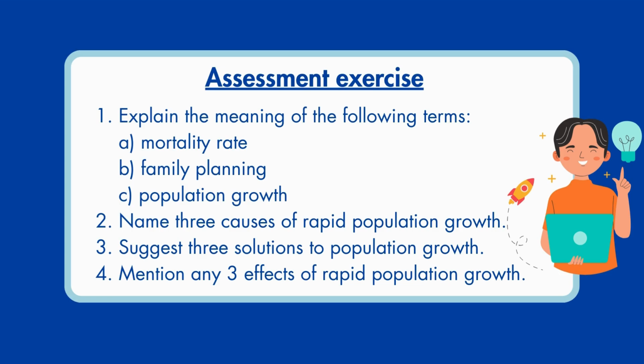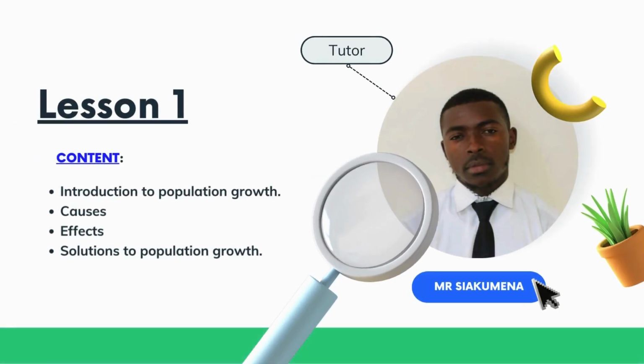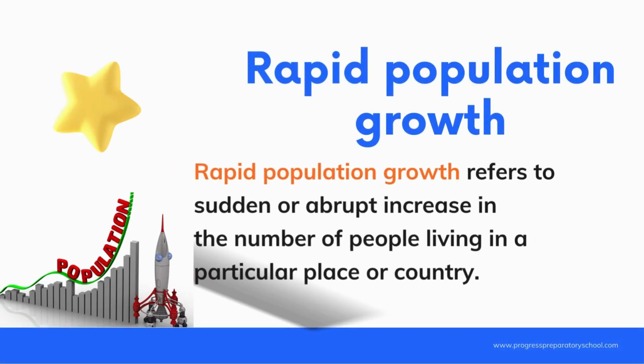To summarize today's lesson, we have looked at introduction to population growth, the causes of population growth, the effects of population growth, and solutions to population growth. We said rapid population growth refers to sudden or abrupt increase in the number of people living in a particular place or a particular country.